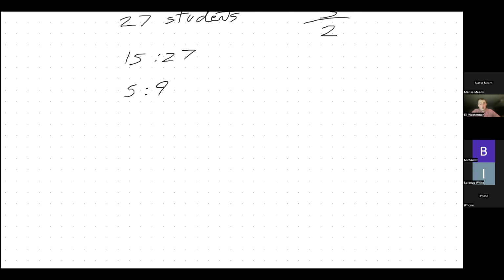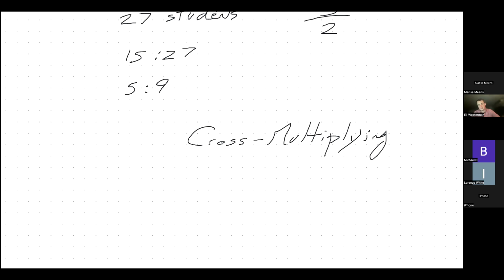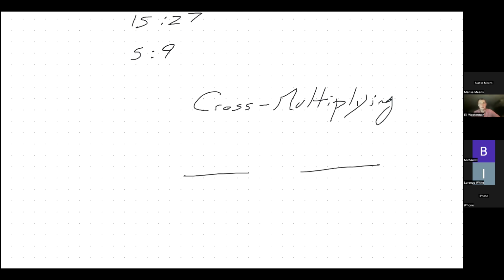Now the most important thing you'll learn in this class tonight is cross multiplying. So what is cross multiplying? It's when we have a problem that looks like this, and then we have to figure, well, let me write it out. Actually, let's start with a simpler one. We'll do this one in a little bit.